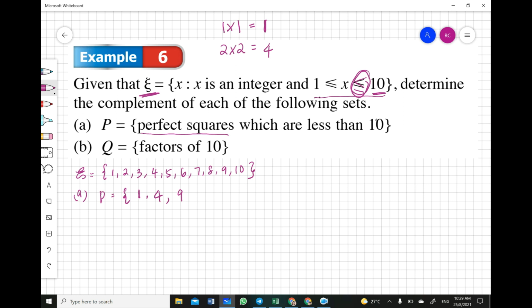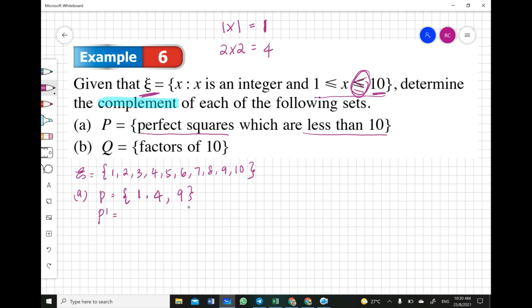But do we mention the 16 or not? No, right, because they want less than 10. So up to here is done. Okay, so they want you to find the complement. Complement meaning that the number is not in the set over here. So what you need to do is show how to get the complement directly. You just show the answer directly.